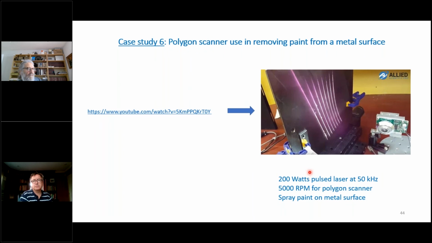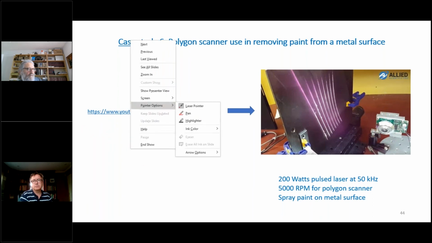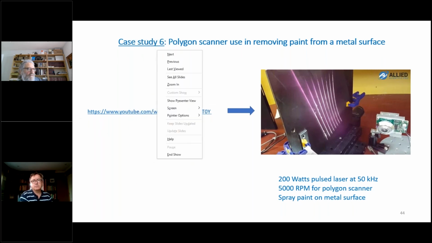Here is another case of a polygon scanner. You see the polygon scanner is over here, rotating really fast. Let me see if I can show a few minutes of this. So here's the polygon scanner.